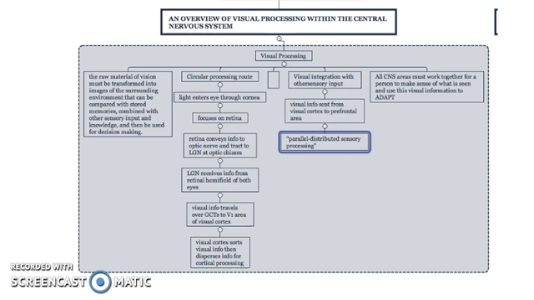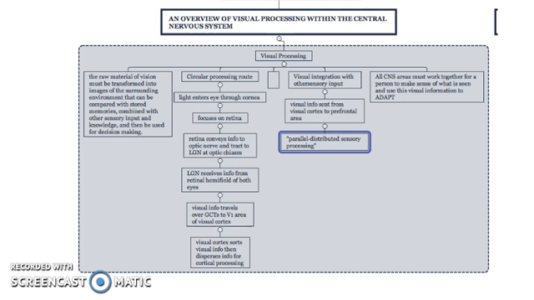An overview of the visual processing within the central nervous system is an important foundation to know before we get more in depth into this. Visual processing has a lot of aspects that go into it. Essentially, the raw material of vision must be transformed into images of the surrounding environment that can be compared with stored memories, combined with other sensory input and knowledge, and then be used for decision making. This has a very specific track that you can see on the second point.